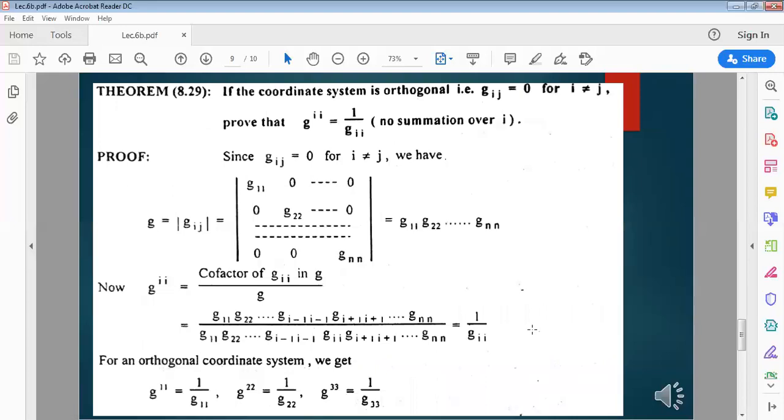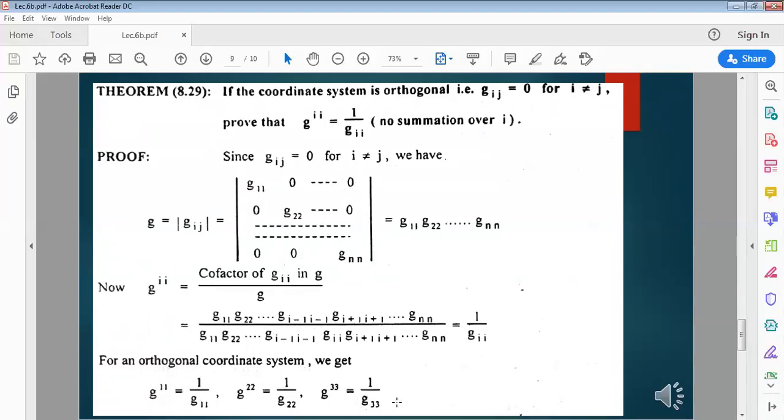Okay, the next theorem is: if the coordinate system is orthogonal, that is Gij is equal to 0 for all i not equal to j, meaning we have only diagonal elements, then prove that Gii, the inverse of the metric tensor, is equal to 1 over Gii, no summation over i. That means if we have a matrix which has only diagonal elements, then its inverse will be the reciprocal of the diagonal elements.